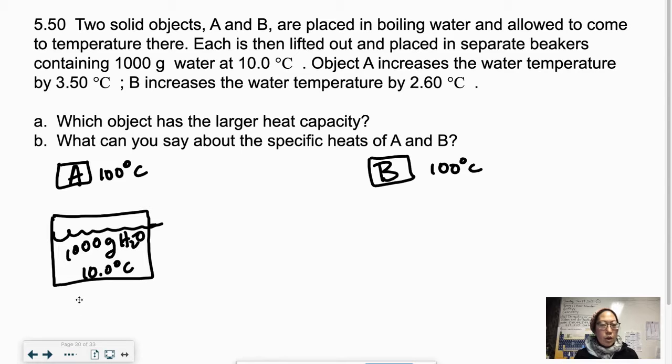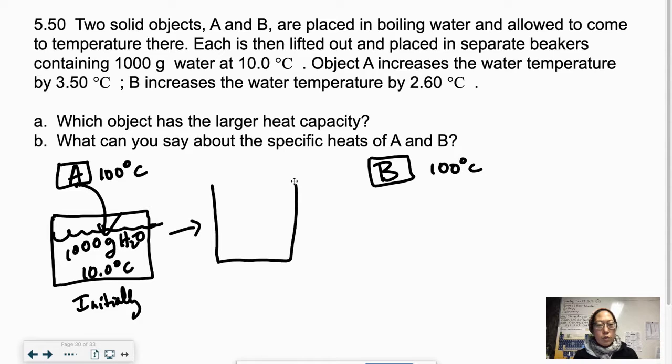So initially, that's what we have. We then plunge object A into the water, and they reach thermal equilibrium. So A is now in the water, and at thermal equilibrium, it says that object A increases the water temperature by 3.50 degrees C. So at the end, it's 13.50 degrees C. Everything is at that temperature. All right, so that's object A.